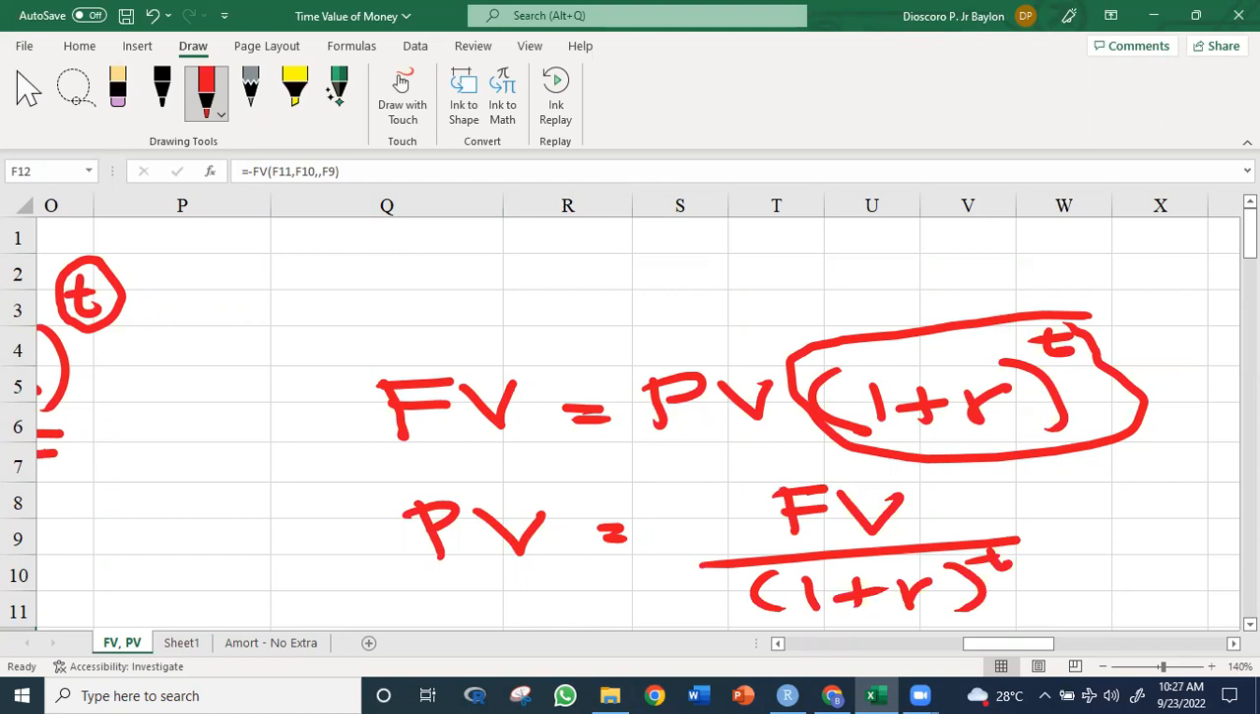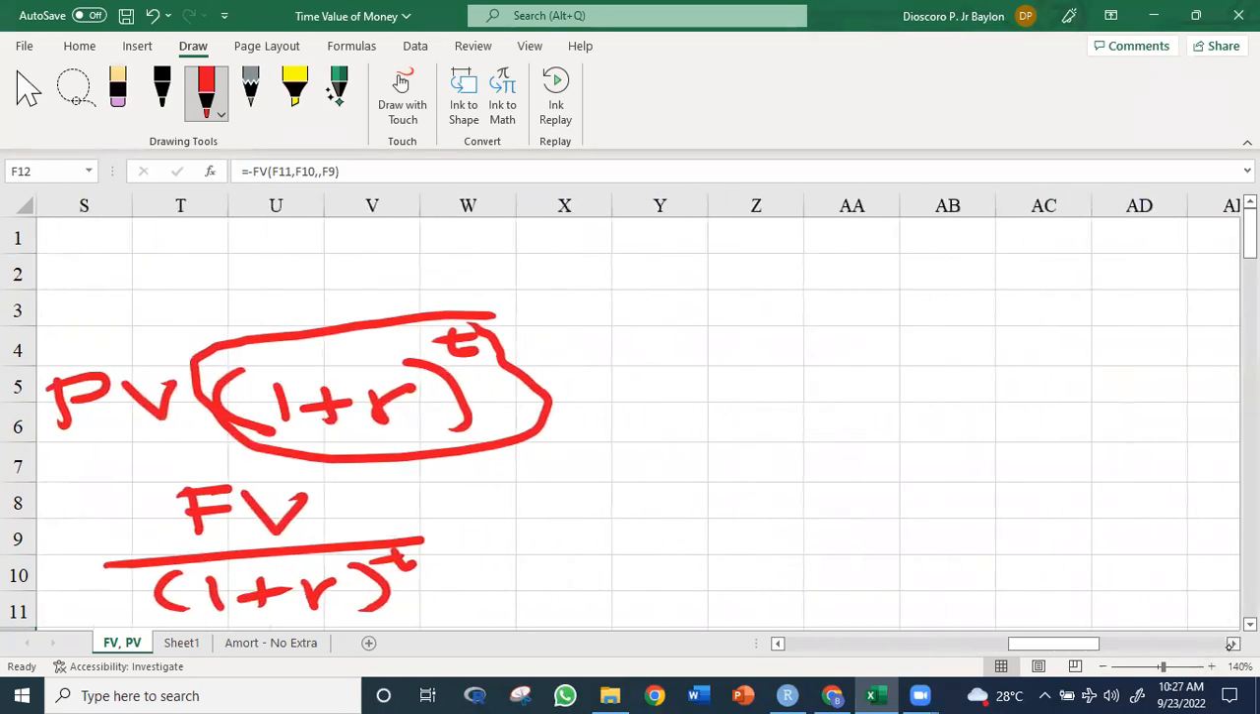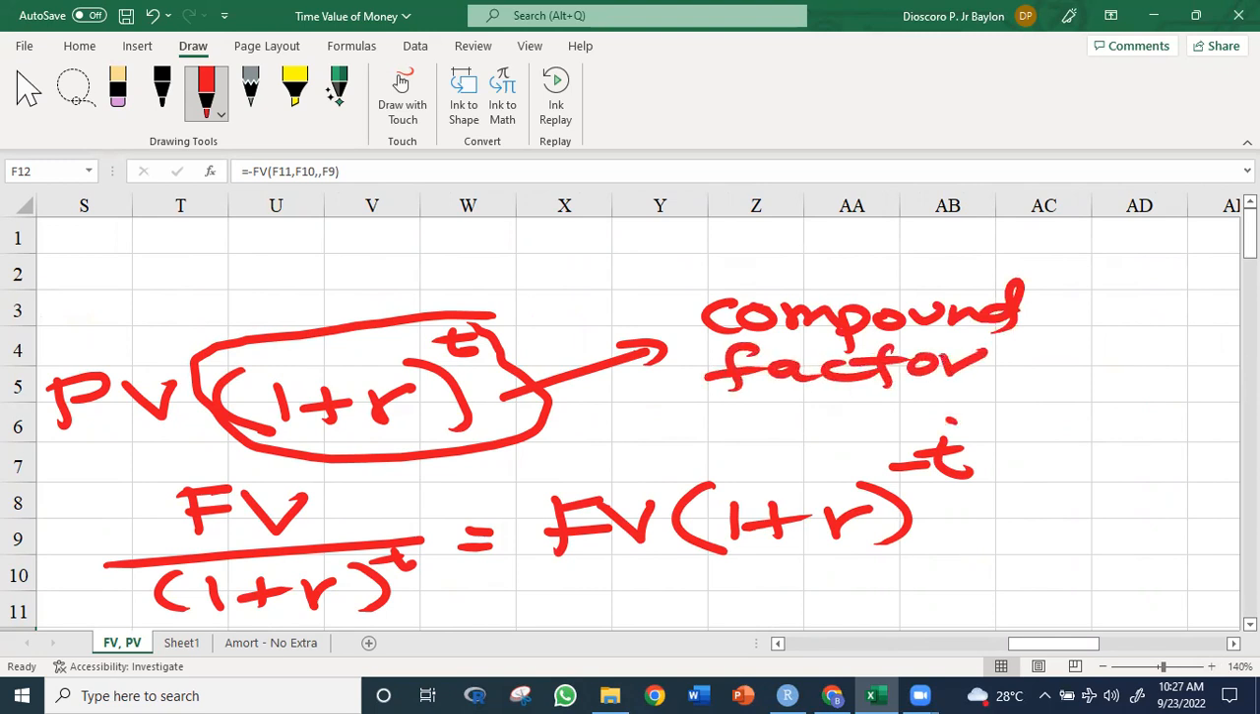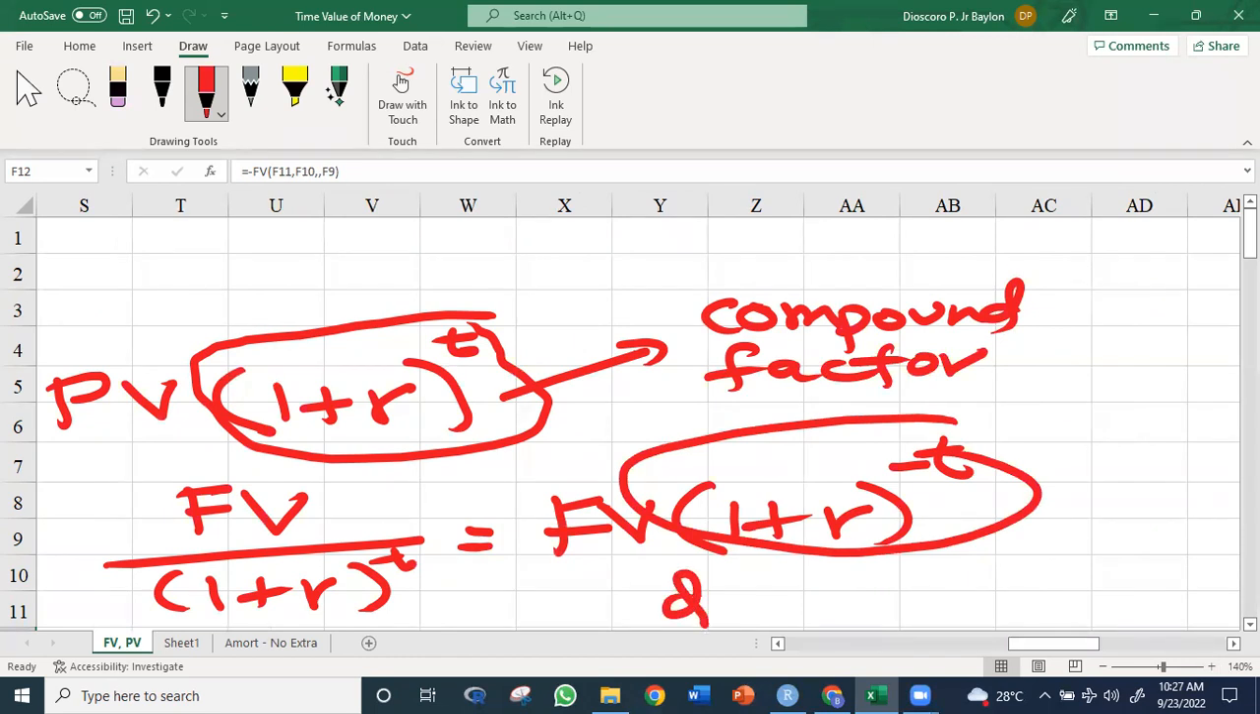Okay, and it's the same as, you know, from your algebra. I'm having difficulty with the interface of my digital pen and Windows. So this is the same as future value times 1 plus R raised to the negative T. It's the same, okay? It's from your algebra. This is called your compound factor. And this is called your discount factor.